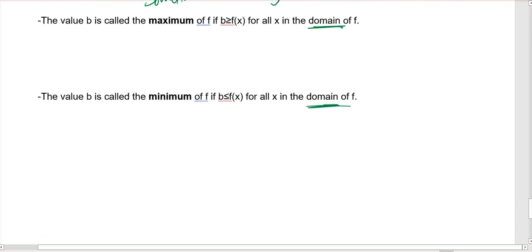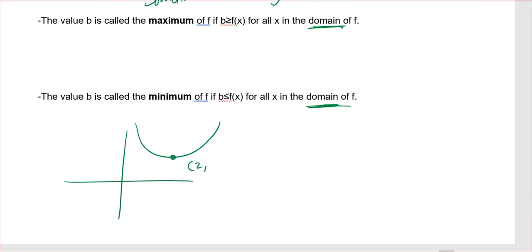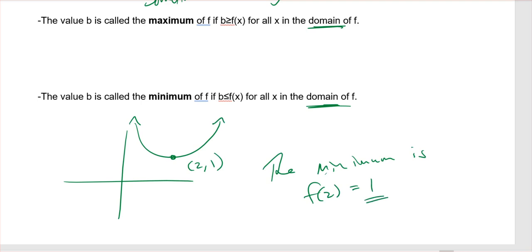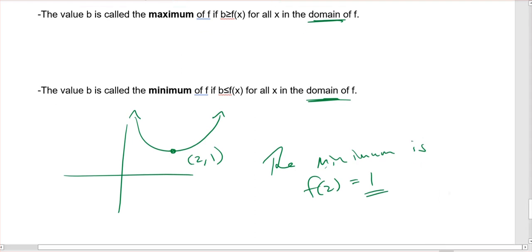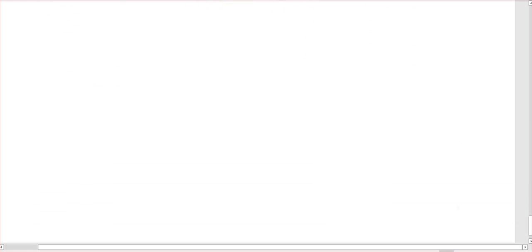So, for example, if I have a graph that looks like this, here's the point (2, 1), we would say that the minimum is f of 2, which is 1. So the minimum is 1 here. We refer to it as a function value, right? The minimum value is 1, and it's achieved at the x value 2. So good. Hopefully this is intuitive for us here.